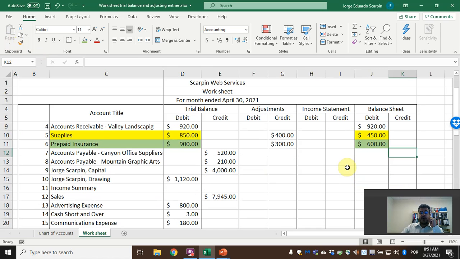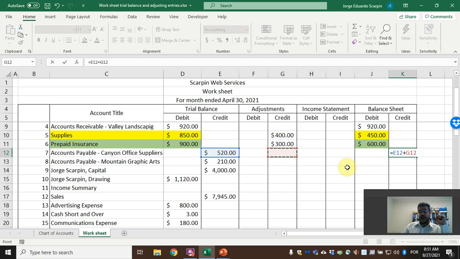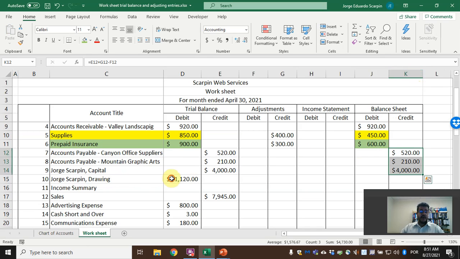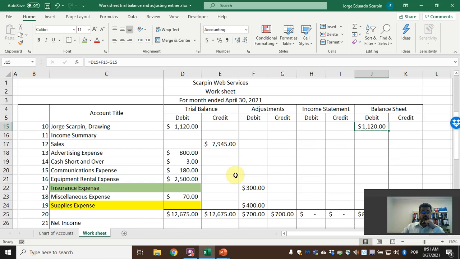It is a credit, so equal credit plus adjustment credits less adjustment in debits. Here. And then the second equity account, it is a debit balance. So we copy and paste the formula of a debit here. Everything else, it is income statement. So we don't work here.